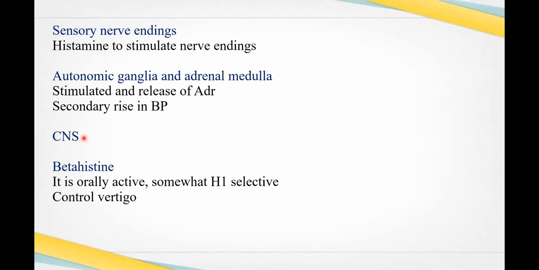CNS: histamine is one of the mediators for alertness, so we won't sleep off. So that is histamine. We will see what is happening when we come to antihistamines. Then there is another product called betahistine. It is a histamine analog. It is not an antihistamine, it is a histamine analog. But this is mainly used in case of vertigo. So one drug, that is betahistine.